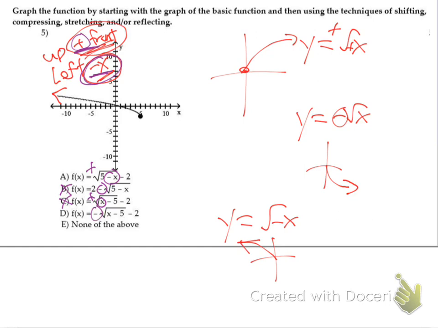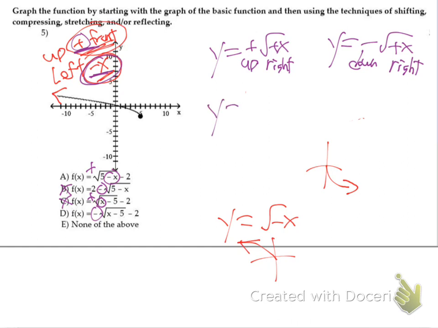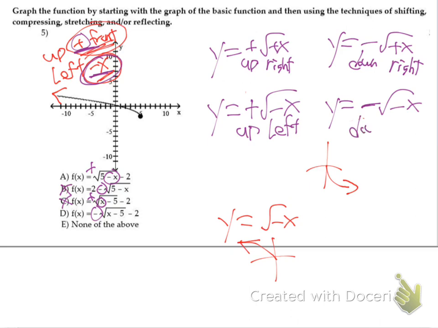How about this one? Negative in the front. No, that would be down. You tracking with me? Maybe I can write it one other way. If you have positive, positive, that's up and right. If you go negative, positive, that's down and right. If you have positive, negative, that would be up and left. And if you have negative and negative, that would be down and left. Does that make sense about those signs? Sign in the front, sign on the x.